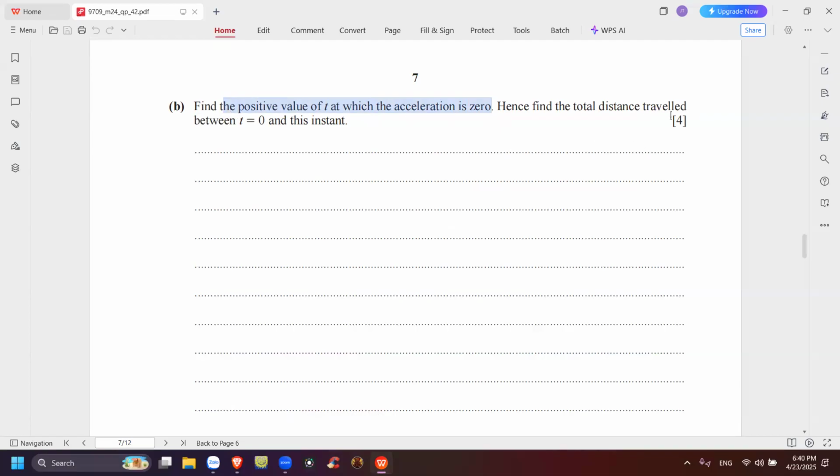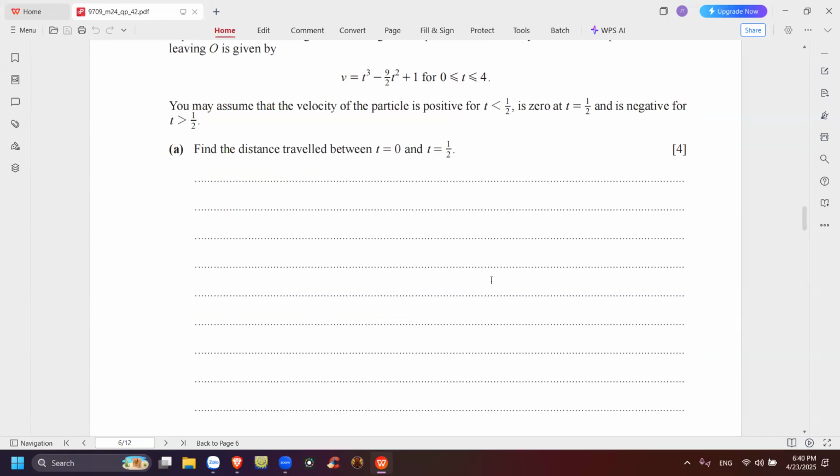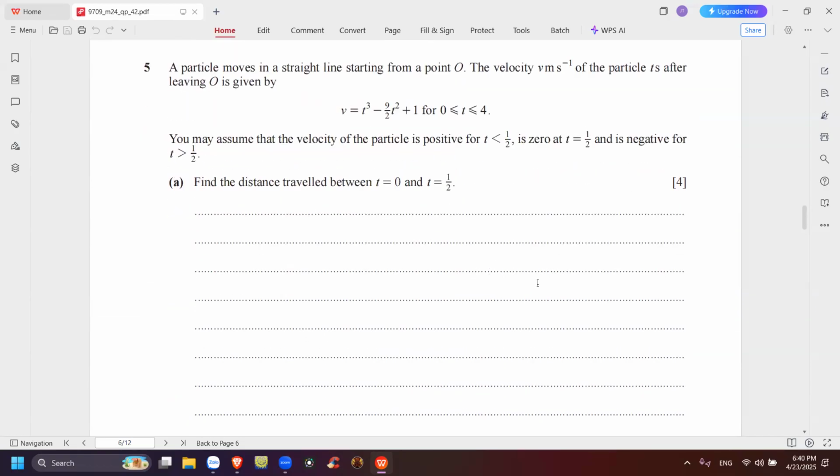Hence, find the total distance traveled between t equal to zero and this instant. Sau đó tìm cái tổng khoảng cách được đi lại giữa cái t bằng không và cái khoảnh khắc này ấy. It means you have to find the t first, and then, yeah, you know what to do. 4 marks. Okay, so this is 8 marks in total. Wow, 8 marks in total.